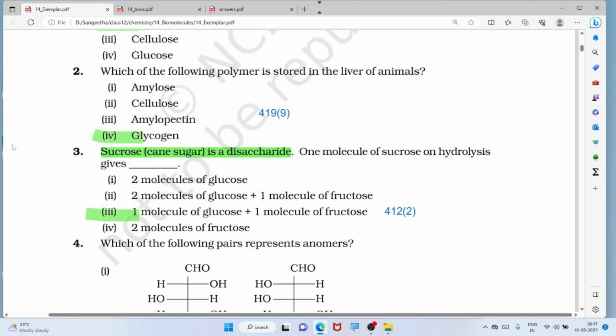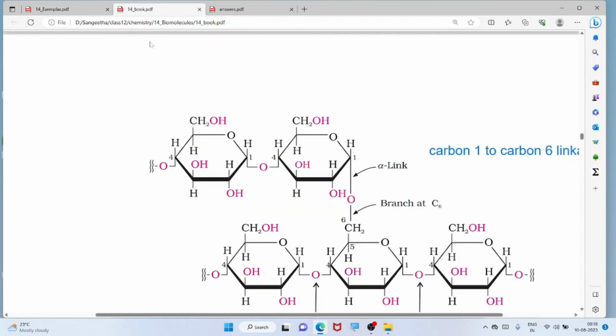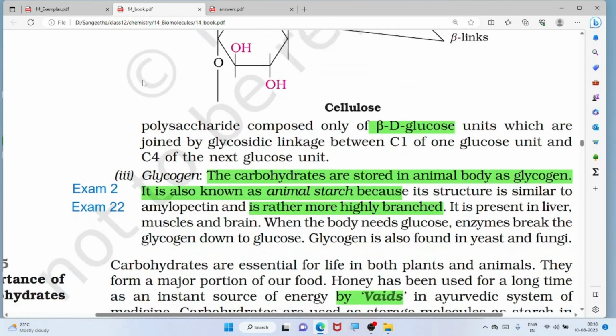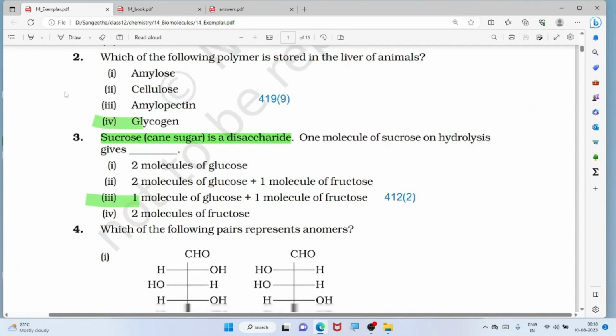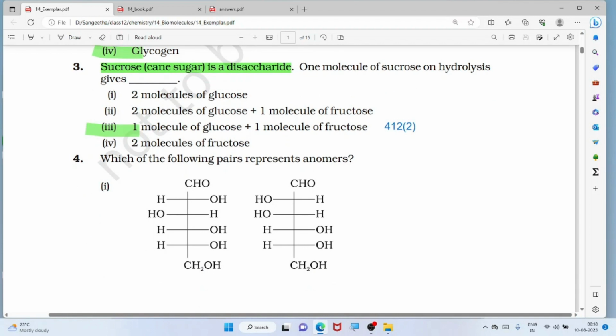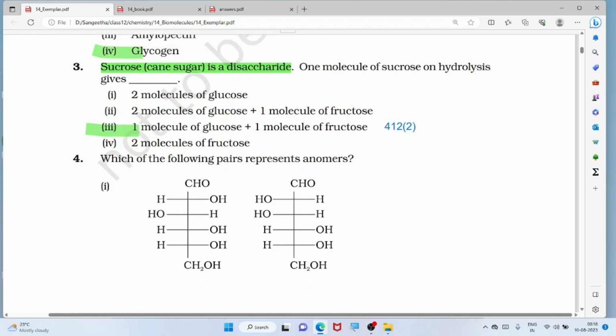Which of the following polymers is stored in the liver of animals? This is glycogen. Glycogen is the carbohydrate stored in the animal body. Sucrose, cane sugar, is a disaccharide, that is, two monosaccharides. One molecule of sucrose on hydrolysis gives 1 molecule of glucose and 1 molecule of fructose. Sucrose consists of glucose and fructose.